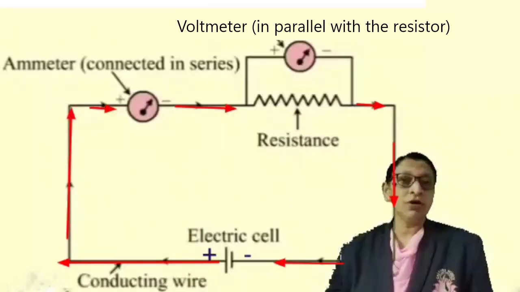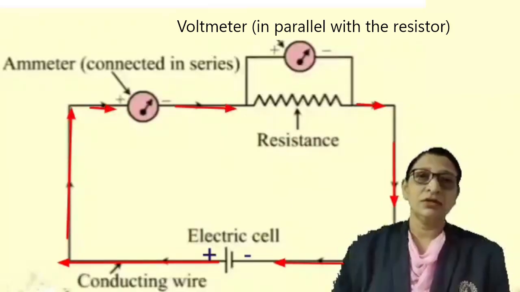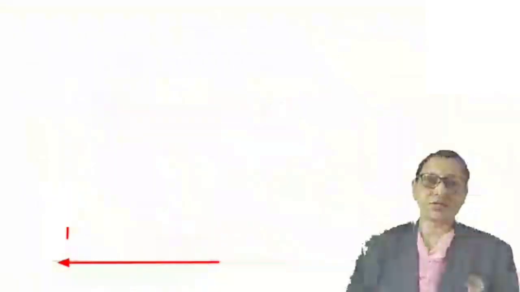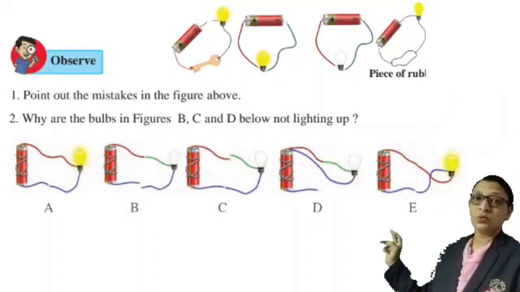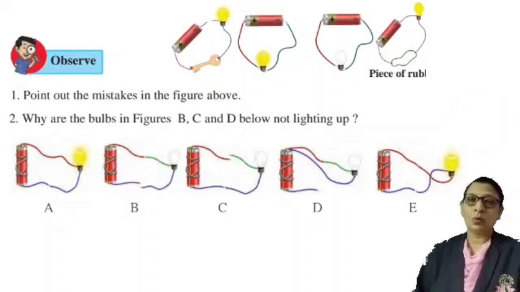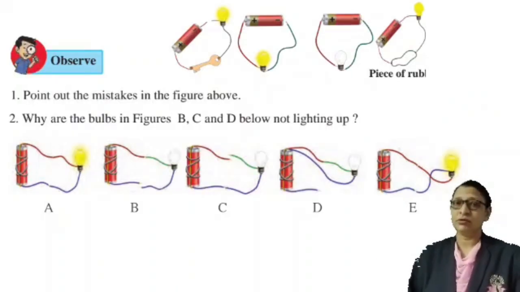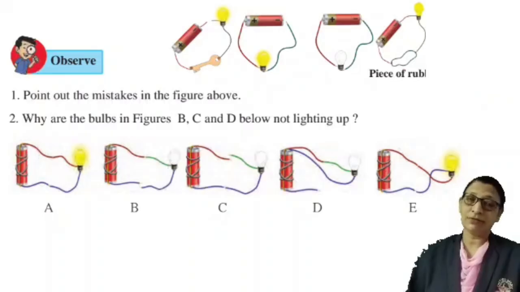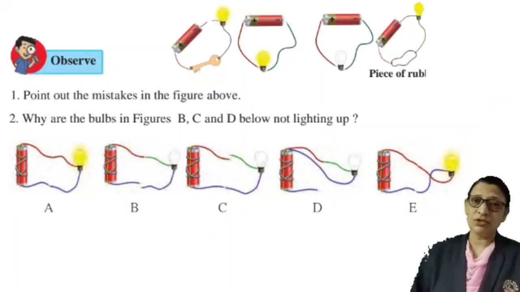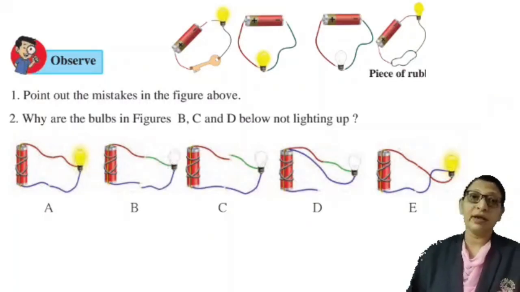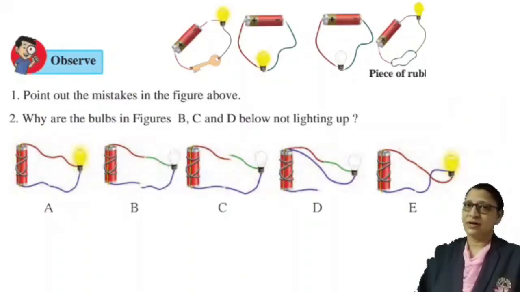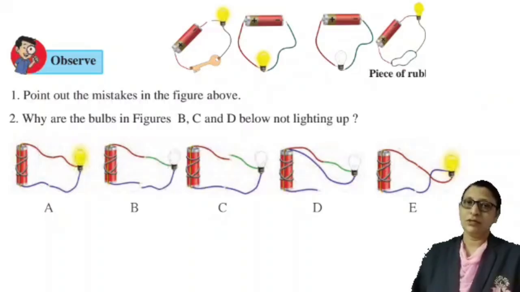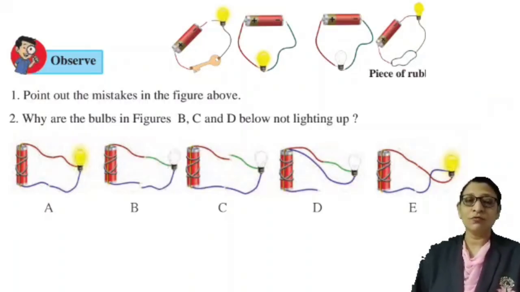Let us observe one of the experiments related to electric circuit. Here are some of the activities with which you can learn how the current is flowing through the electric circuit, and what are the different circumstances in which current can pass or cannot pass through the circuit. So let us observe and learn the conditions required for flow of the current in the circuit.